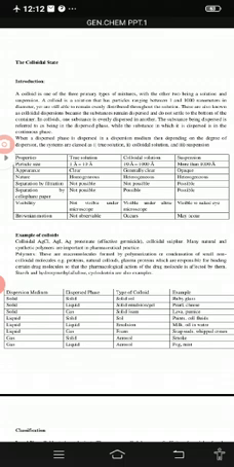Liquid particle in gas medium. This is called aerosol liquid. Gas particle in liquid medium. This is called foam. Gas particle in solid medium. This is called solid foam.